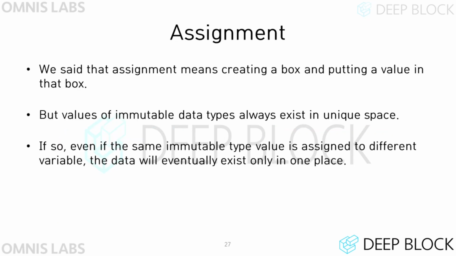We learned that when an assignment happens, we create a space and put a value into the space. However, values of immutable data types are actually stored only in one place. Therefore, when storing values of the same immutable data type in multiple variables, those variables point to the same memory address.